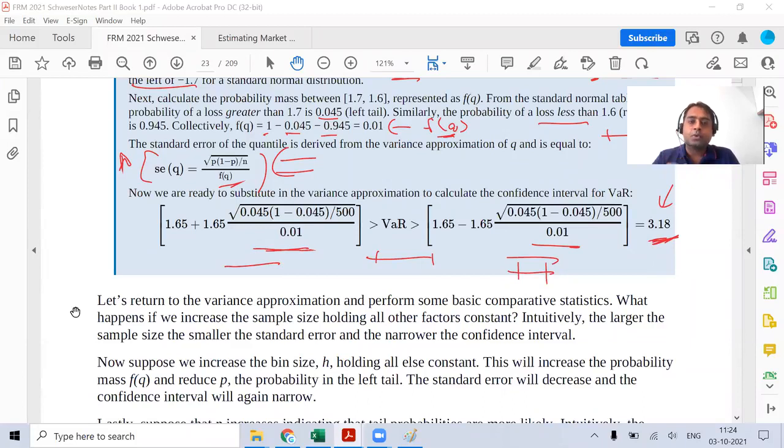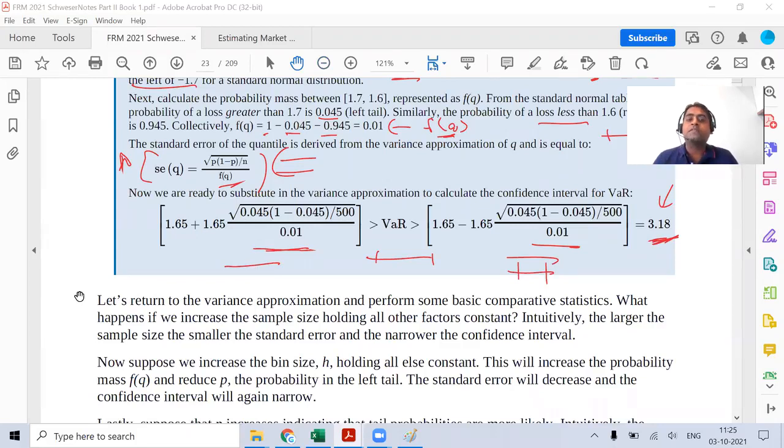Second situation could be, if I increase the denominator, if I increase that gap and the probability between 1.7 and 1.16, that gap is increasing, the probability will also increase. That means my denominator will also increase. When the denominator increases, my standard error will go down primarily. This was the second situation.